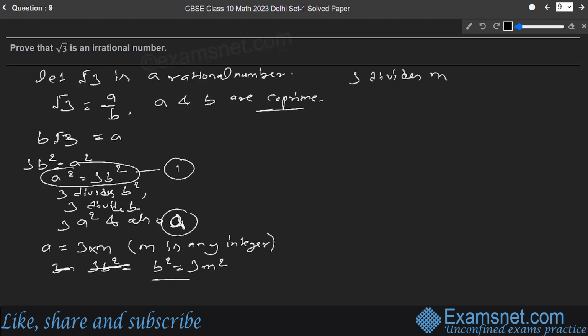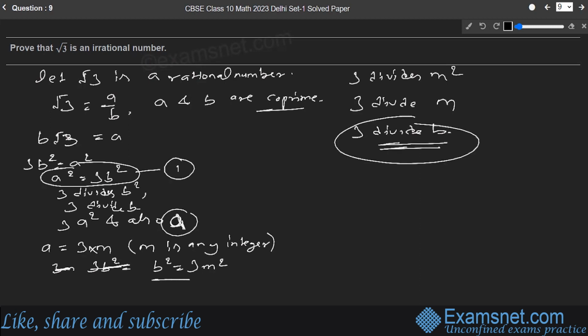So that means 3 divides m square, so obviously 3 should divide m as well. And if 3 divides m, 3 should also divide b as well. So now we can see two things. 3 is dividing b also, and here we saw 3 is dividing a also. 3 divides a also and 3 divides b also.